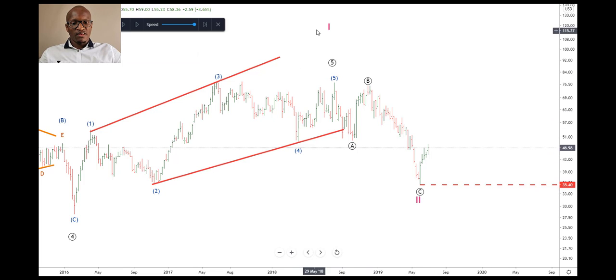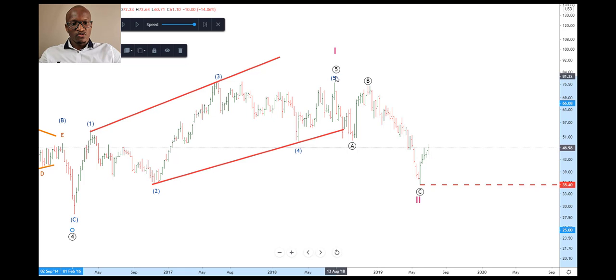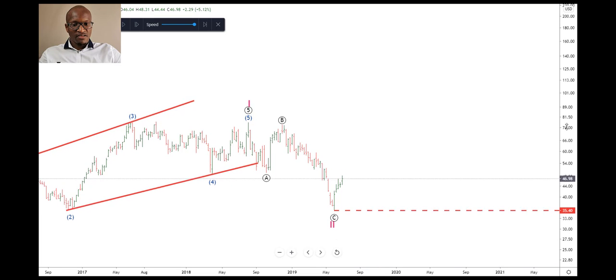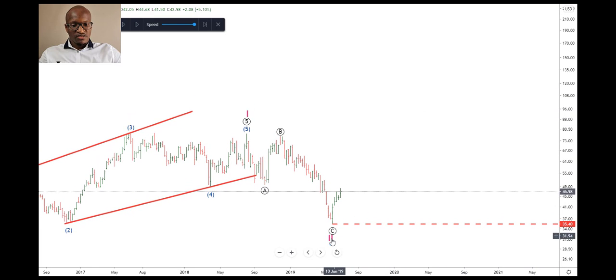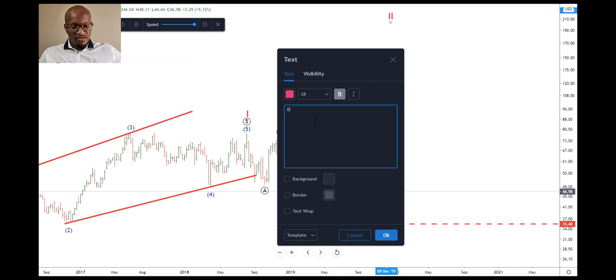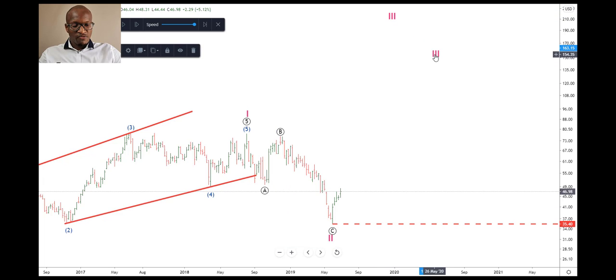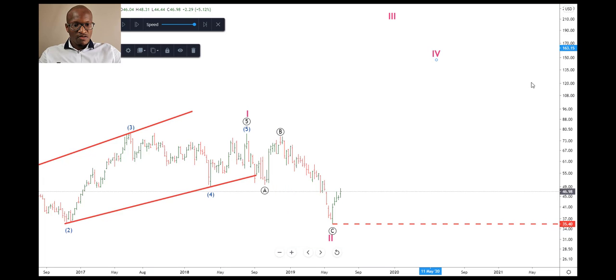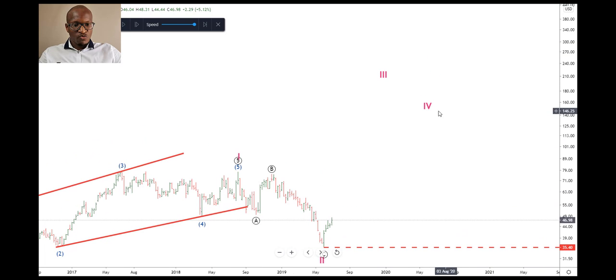Now that we have our wave 1 and wave 2, we know we need to build wave 3, wave 4, and wave 5. So we know somewhere we're going to have wave 3, wave 4, and wave 5.